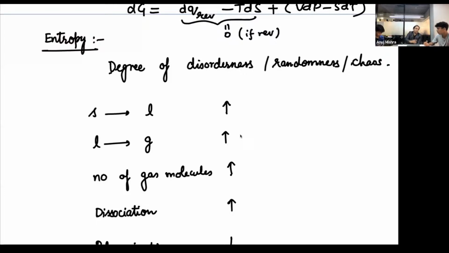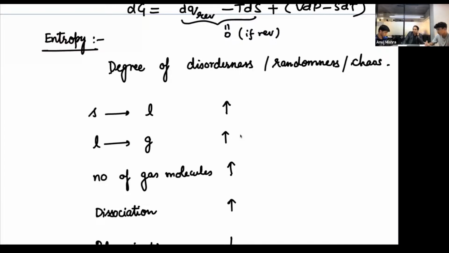Okay, you throw a stone in a stationary pond. What will happen? Waves will be created. They will move from center to periphery. That means you're creating randomness or disorderness. In simple words, if you introduce anything in nature, that always creates randomness.